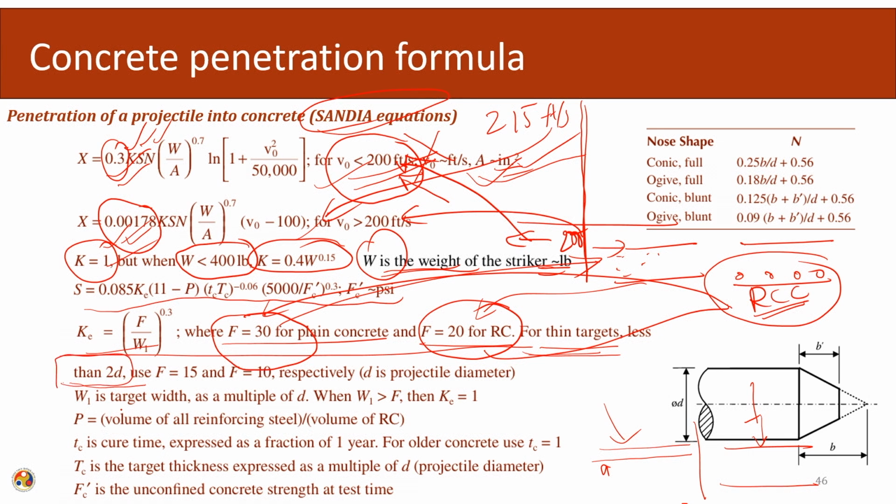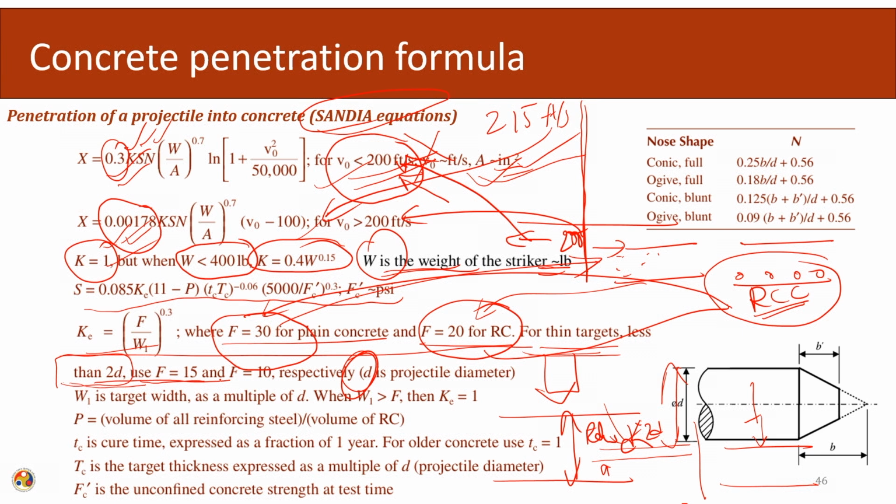So, when the target is less than 2D, meaning it has a certain thickness, then certain values of the coefficients are used, where D is the projectile diameter. Let us say this is the projectile diameter, and if this is the projectile, the thickness of the plate is expressed as a ratio of D. So, if it is less than 2D, then this will come into picture.